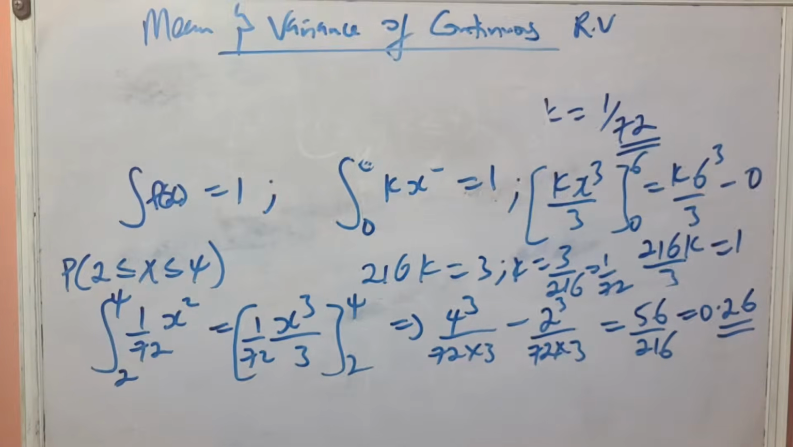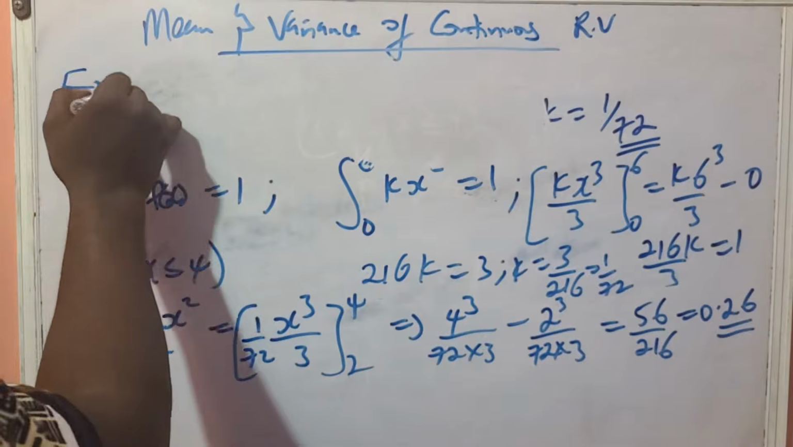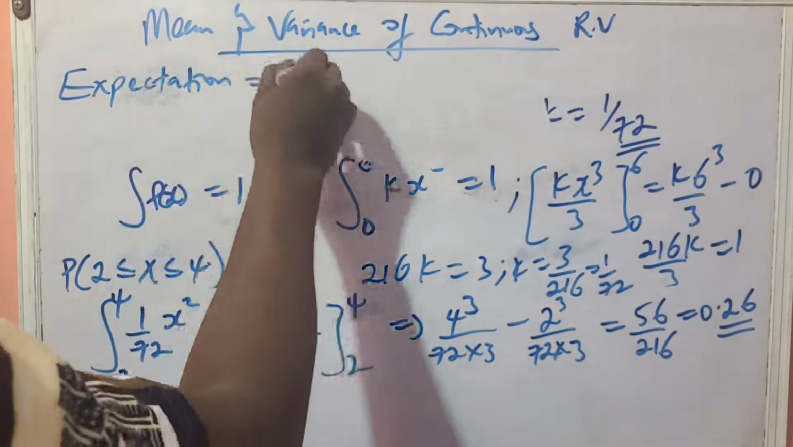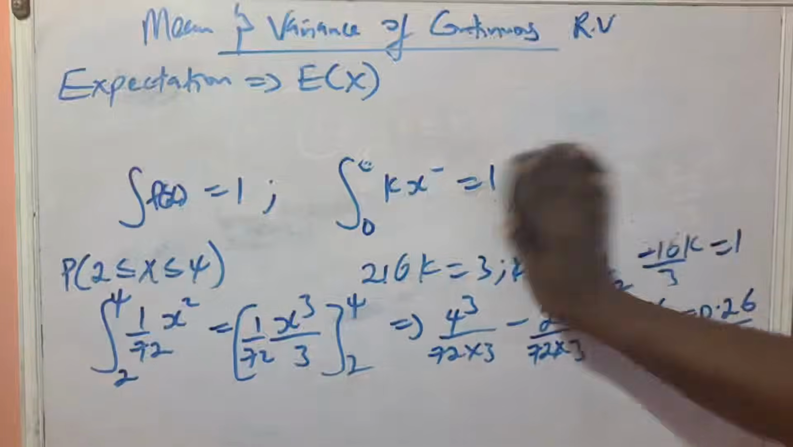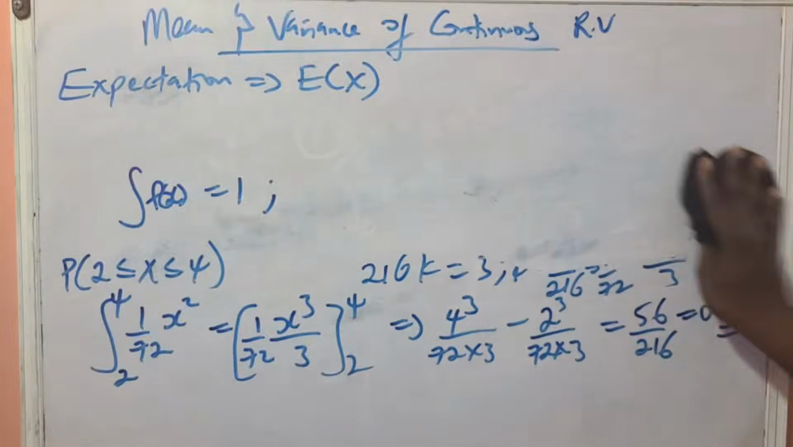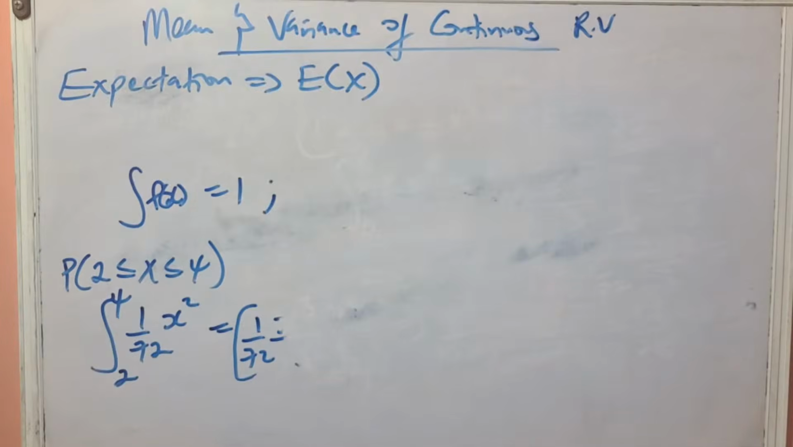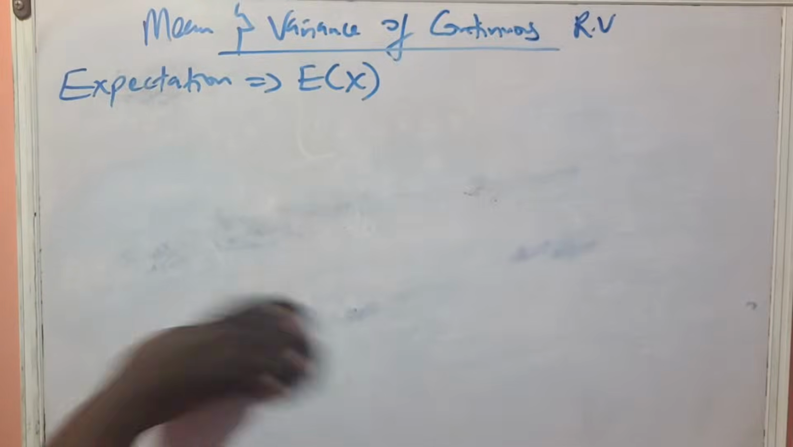Somebody said average. Average is not the word I expect you to say. Expectation is what I expected you to say, and that will be written as E of X. Now, when we're dealing with discrete random variable, I'm sure you can recollect how we solved for the expectation. It's the same thing, only with a different flavor.